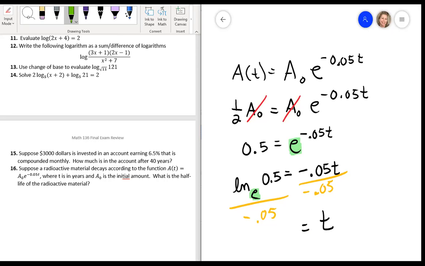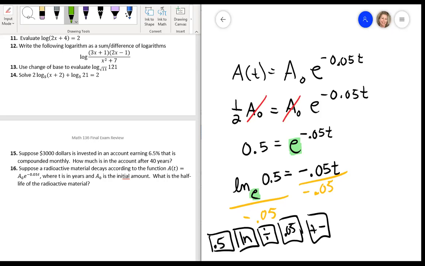So in my calculator, for this calculator, you're going to have to hit the 0.5 first. Then you hit your natural log button, which is capital LN. And then you're going to hit the divide sign. And then you type in 0.05. And then hit the plus minus button at the bottom, which has these little arrow thingies, to make it a negative 0.05. And then hit your equal sign.